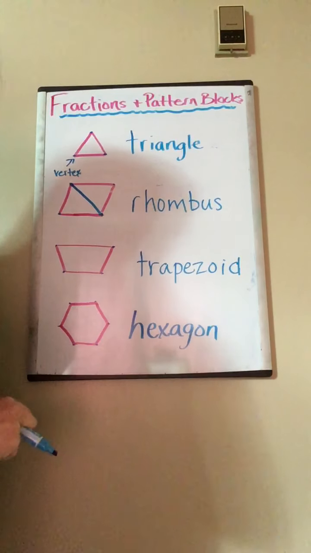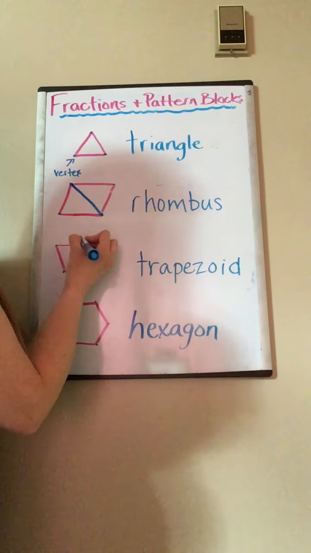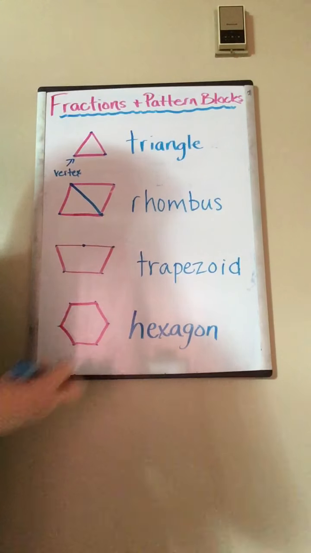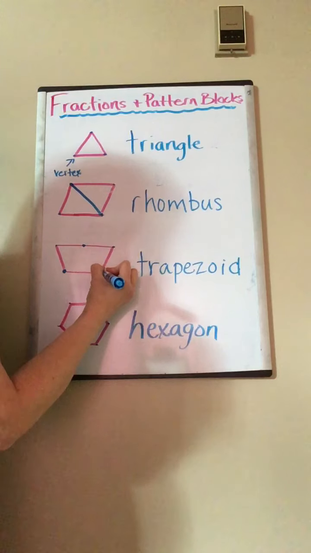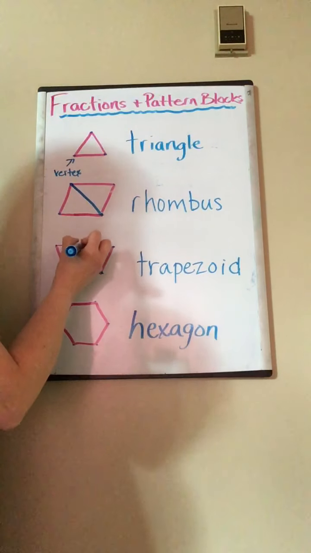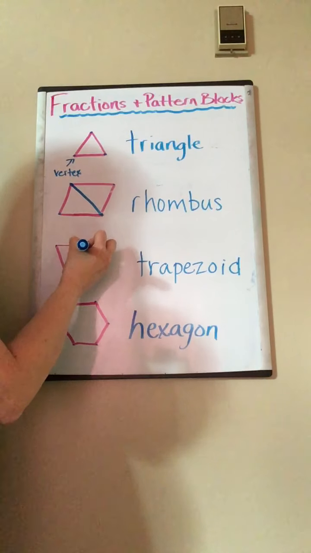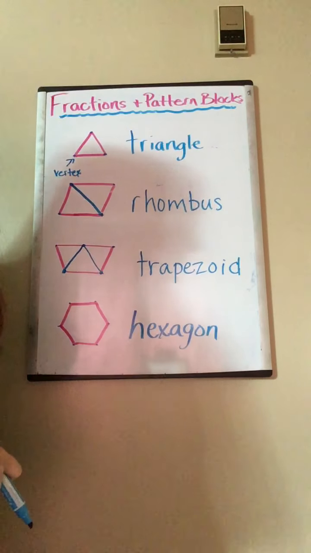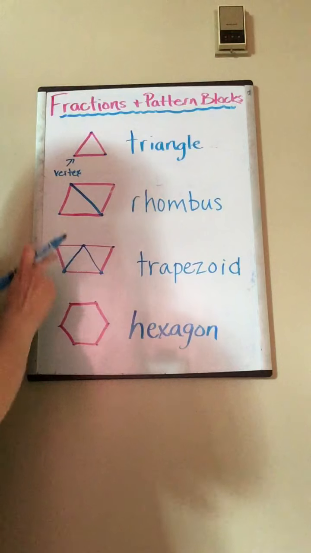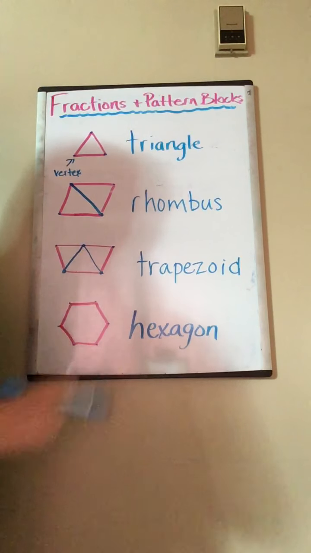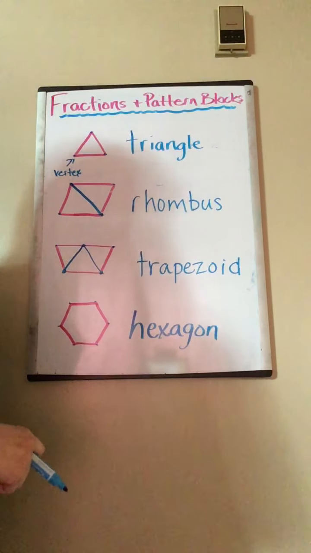Let's take a look at this trapezoid. How many triangles can I create on this trapezoid? Well, to check that out, I'm going to connect the dots. There's 1 connection, 2 connections. How many triangles can be found on a trapezoid? You're right, it can be divided equally into 3 equal triangles.